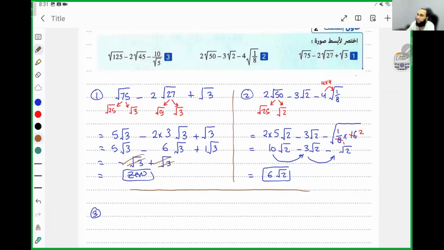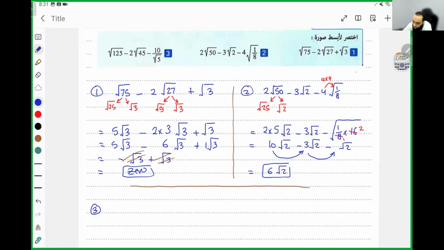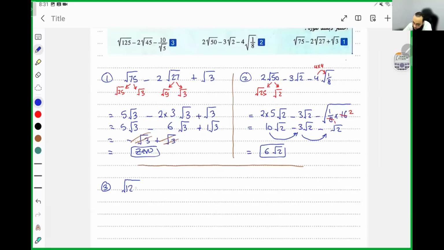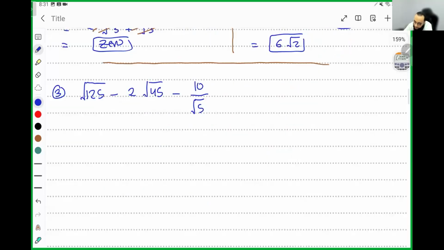Sufyan. Sorry, Muhammad Montaser, it's by accident. It's root 125 minus 2 root 45 minus 10 over root 5. You know, Sufyan, root 125 you can decompose into 5 and 25. What about 45?